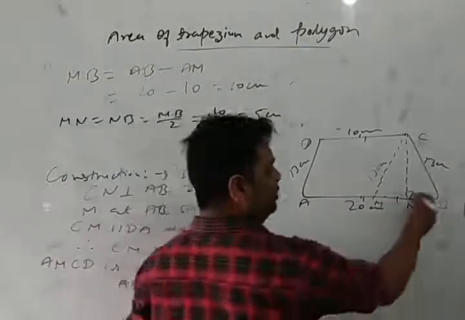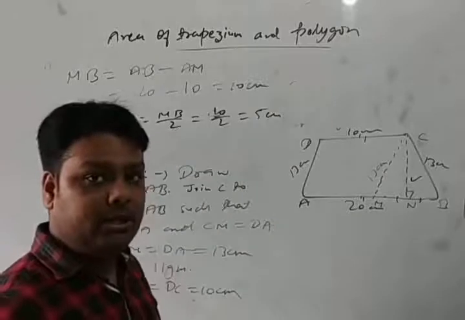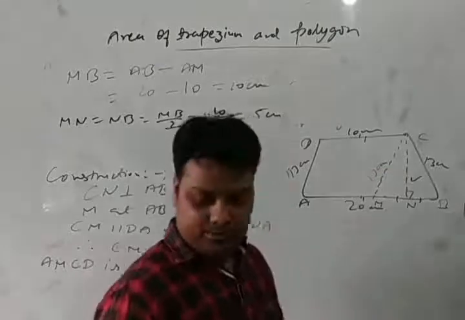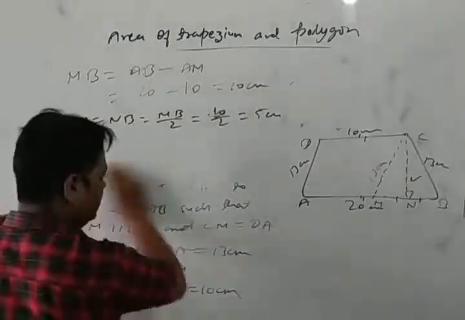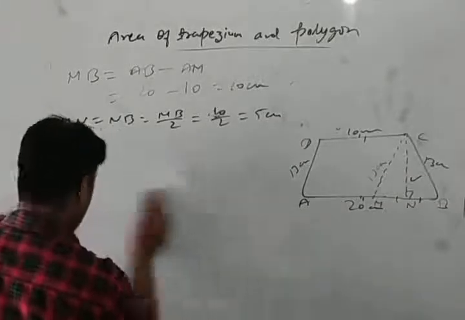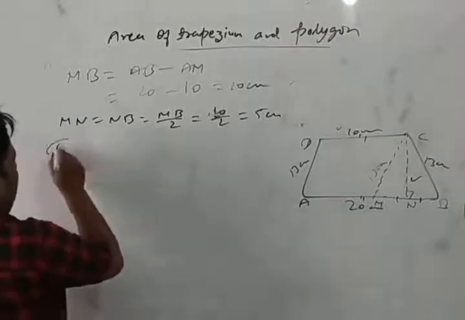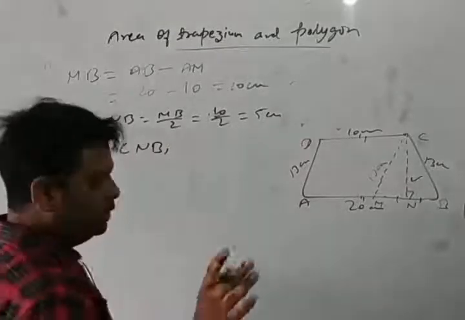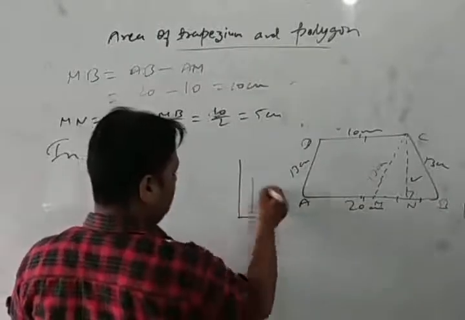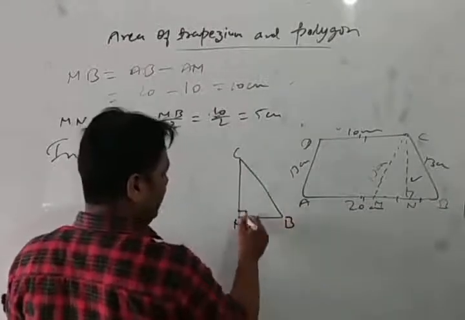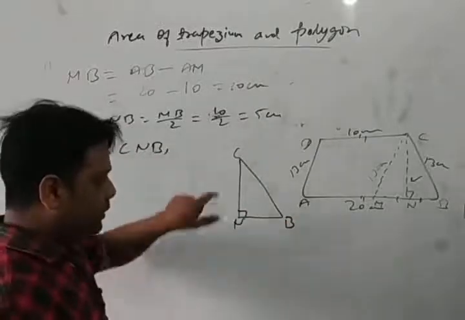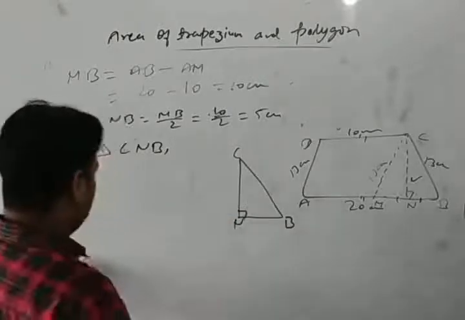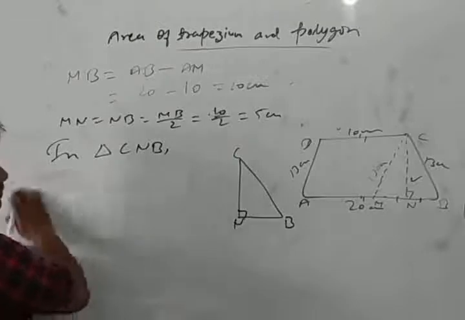In this question, we will not use Heron's formula. We will use only the Pythagoras theorem. So take only triangle CNB, which is a right angle triangle, where N is the right angle. Then it has the hypotenuse, the perpendicular and the base. We have to find the perpendicular, which is the distance CN.